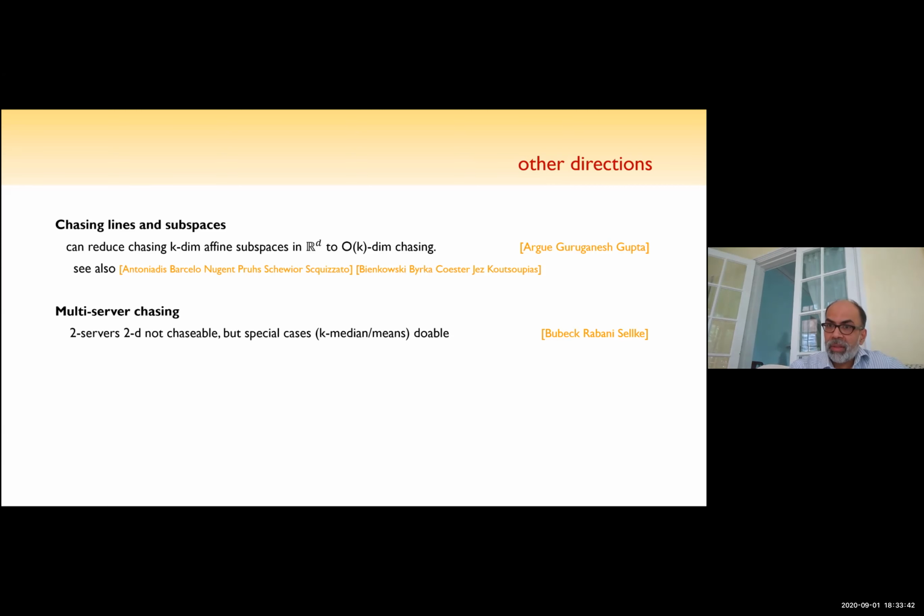Multi-server chasing. It's like k-server. You control 2 points. I'll give you a convex body. Move either of these points inside the convex body. Actually, if you have 2 servers and 2 dimensions, you're already dead. So there's this paper of Sebastien, Yuval Rabani and Mark Sellke that shows that this is not doable.